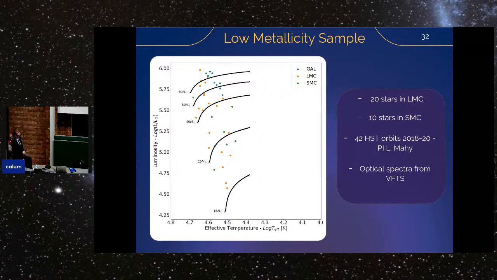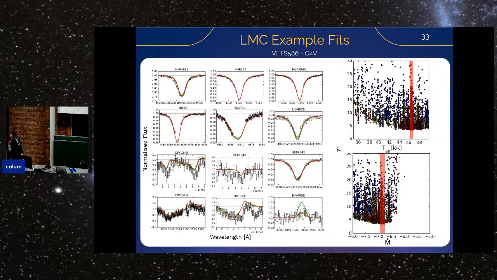It's a great improvement on determining mass-loss rates for massive stars across this diagram. I'm just going to show you quickly that the same methods all apply. We can see the results for one star in the LMC as an example, and you can see the fit quality is, again, quite high.